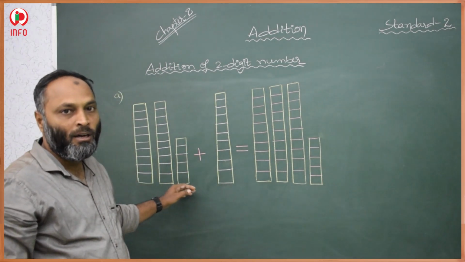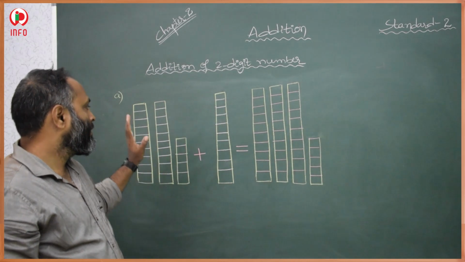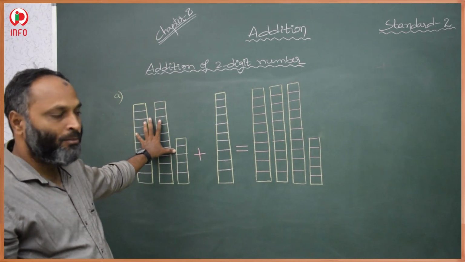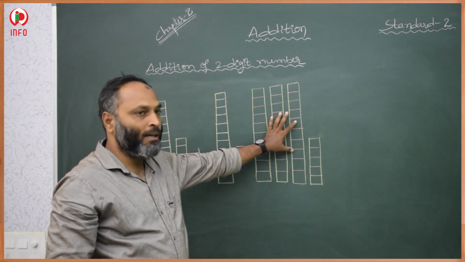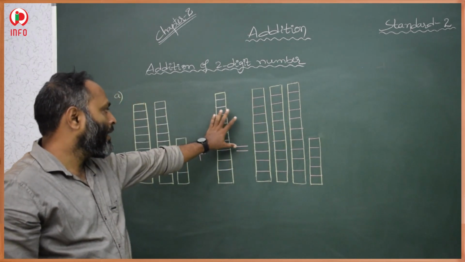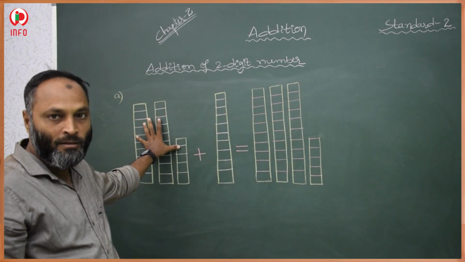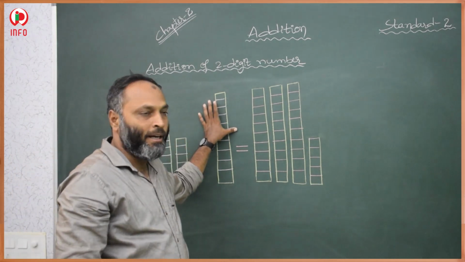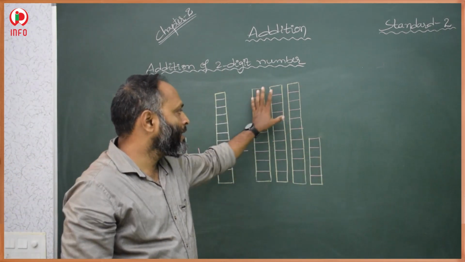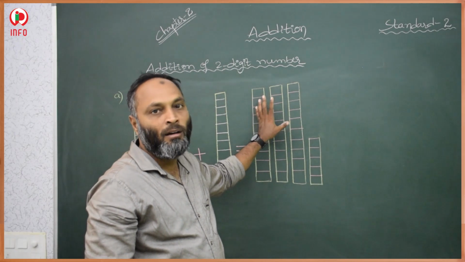Yes students, just now we discussed a similar question. Using blocks, here is how to add. This is the first group, this is the second group and this is the answer. These two are called addends. The first one is an addend and the second one is also an addend. This is the result, which means this is the sum or total.